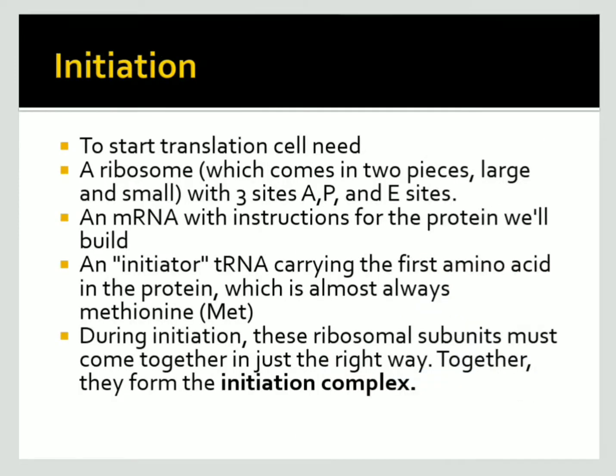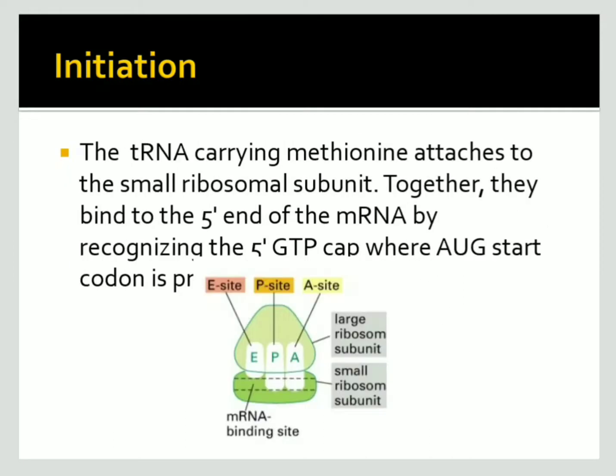Next, initiation. To start translation, the cell needs a ribosome, which contains 2 pieces, a larger and a smaller subunit, with 3 sites: A, P and E sites. The A site is the amino acid site, the P site is the peptide bond site and the E site is the exit site. An mRNA with the instructions for the protein will build an initiator tRNA carrying the first amino acid in the protein, which is almost always methionine. During initiation, these ribosomal subunits must come together in just the right way. Together they form the initiation complex.